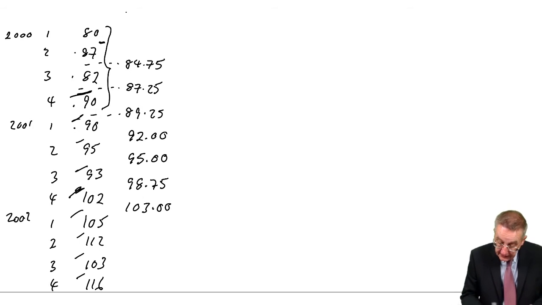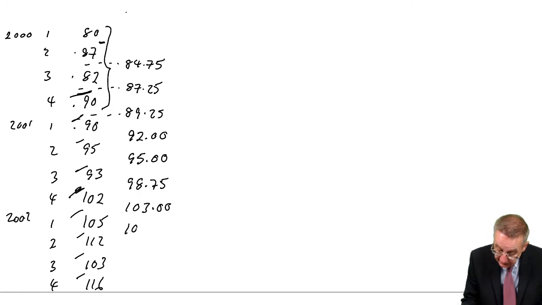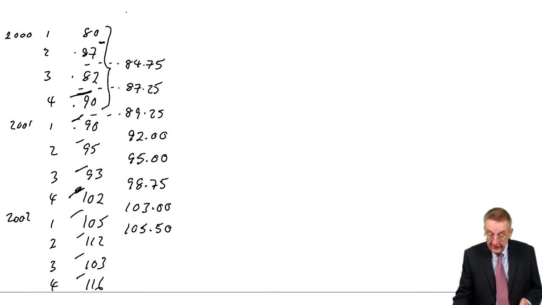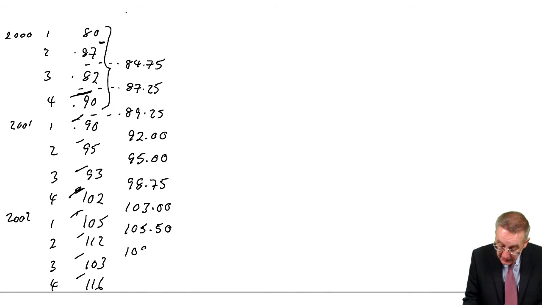Next one is there to there. 102 plus 105 plus 112 plus 103. 105.5. And finally, the last 4. 105 plus 112 plus 103 plus 116. 109.